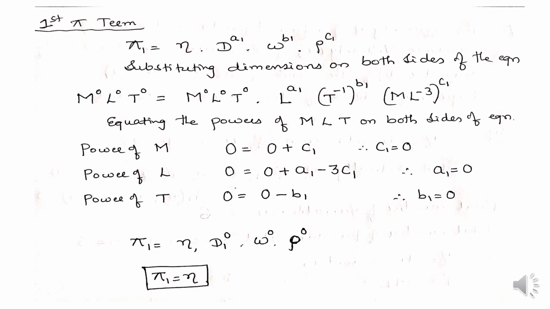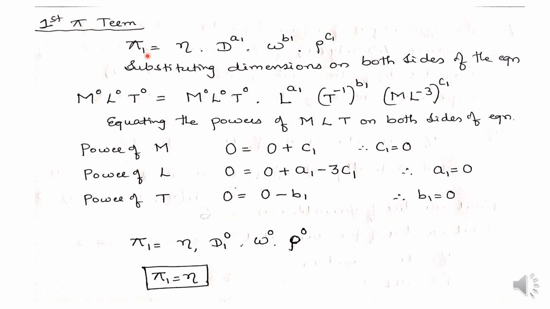Now we'll write the equations. Pi 1 is equal to efficiency into d to the power a1, omega to the power b1, rho to the power c1. We have written this as the first pi term. So let us substitute the dimensions on both sides of the equation. Both sides of the equation means on the LH side of the equation as well as the RH side of the equation. So for each and every variable term, we are going to write the dimensions. So pi is a dimensionless group. Pi is not having any unit.